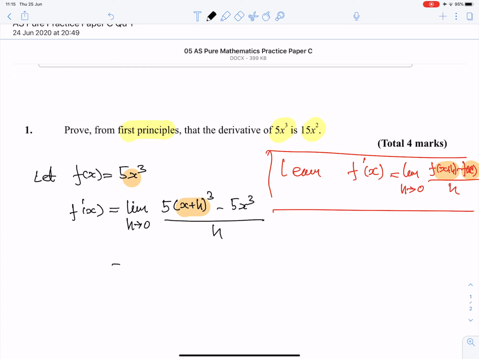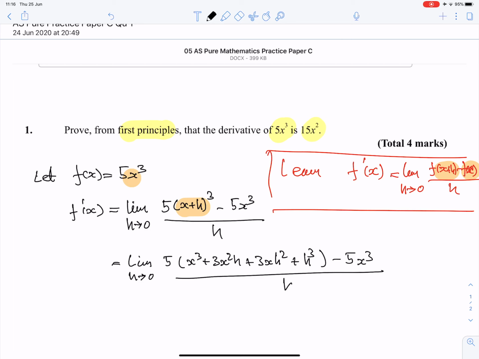Okay, and now it just comes down to expanding the brackets and simplifying. So we limit h tends to 0, 5 lots of x plus h cubed. You can do that using the grid at the side of the page if you need to. Or if you're confident with the binomial expansion, you can just write it down. So you get x cubed plus 3x squared h plus 3xh squared plus h cubed, minus 5x cubed, all over h.